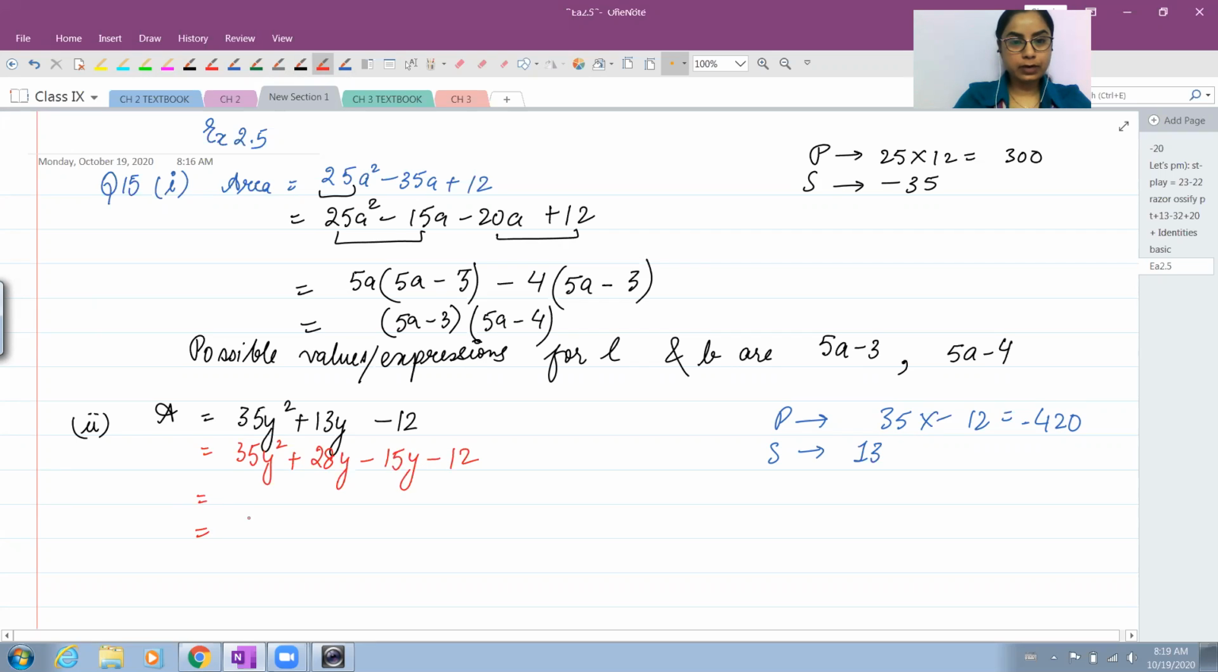And now you can factorize from the first two terms. You can even switch the terms if you want, but I think it works. 7y(5y plus 4) minus 3(5y plus 4).